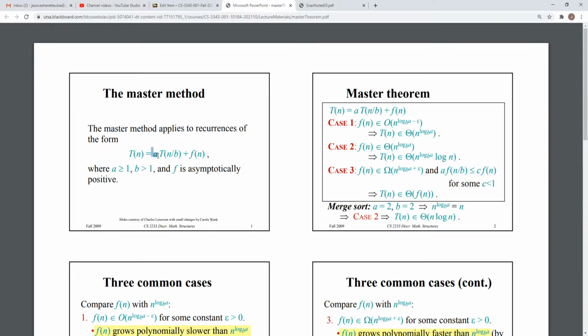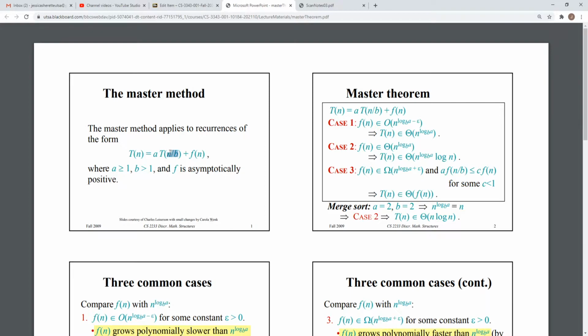A is the number of recursive calls being made of type n over b, right? And so it makes sense, you need to have at least one recursive call. A has to be greater than or equal to 1. If you had less than one recursive call, like 0 recursive calls, it wouldn't be recursive, right? So it doesn't really make sense for this to be anything other than greater or equal to 1. I think that one's straightforward.